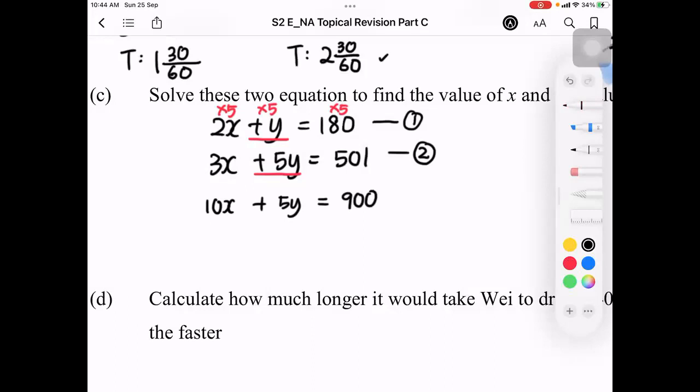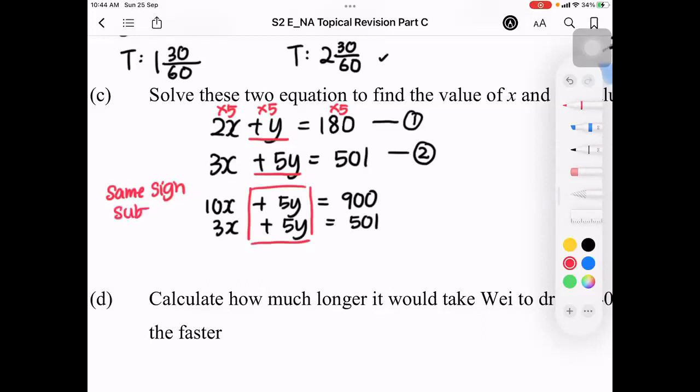The other one, 3x plus 5y, 501. Okay, we make y the same, right? So we look at the sign for y. This is the same sign. We add or subtract? Subtract. Yes, thank you. We subtract. So we minus.